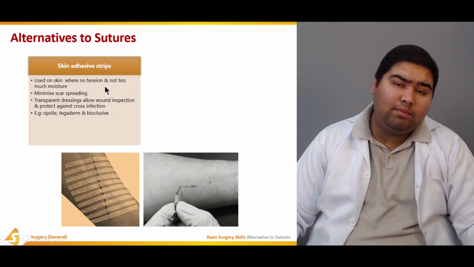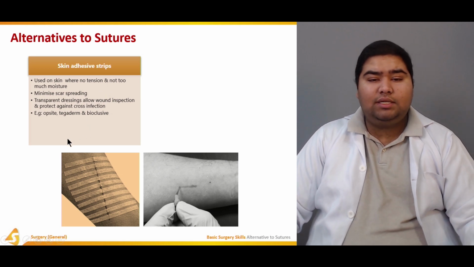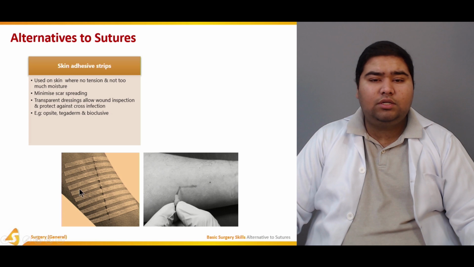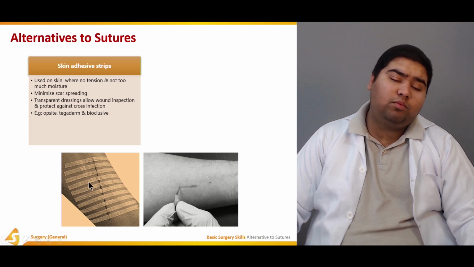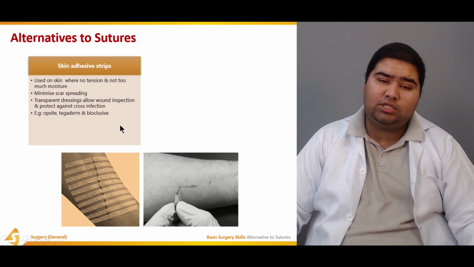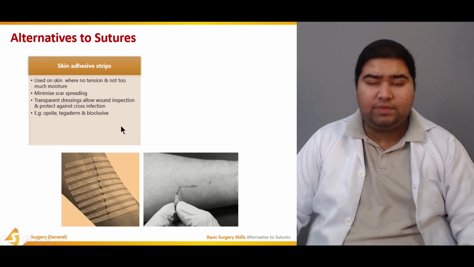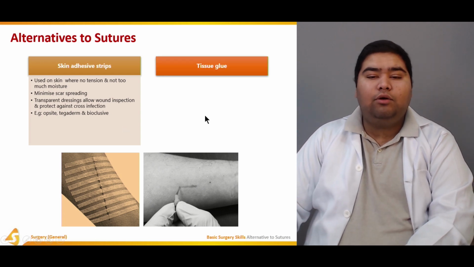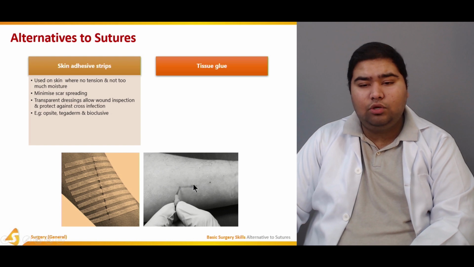They cause minimal scarring. Now these are transparent dressings, as we've talked about, and they allow wound inspection without cross-contamination. And examples include off-site dressing. Now tissue glue, this is the tissue glue.